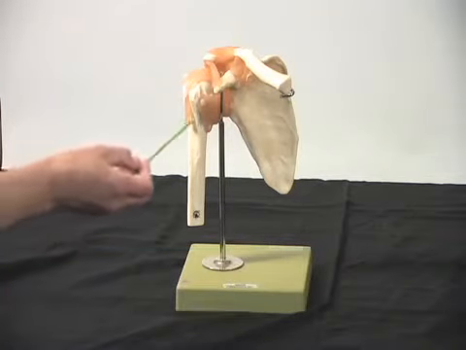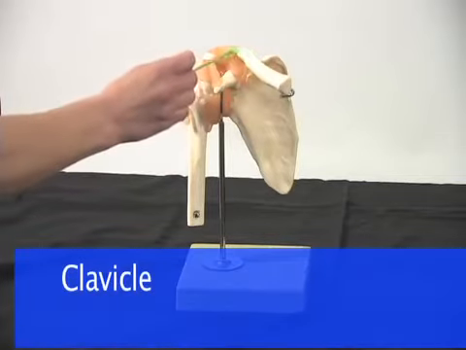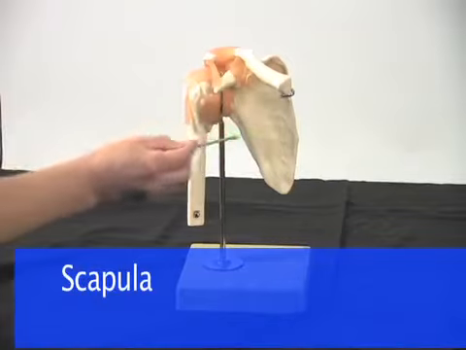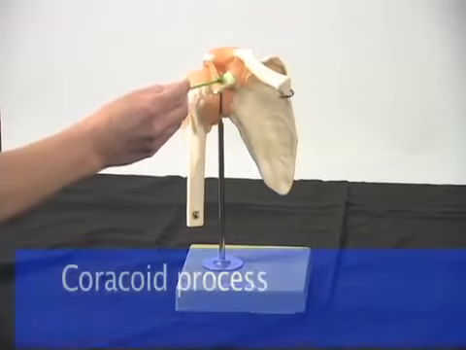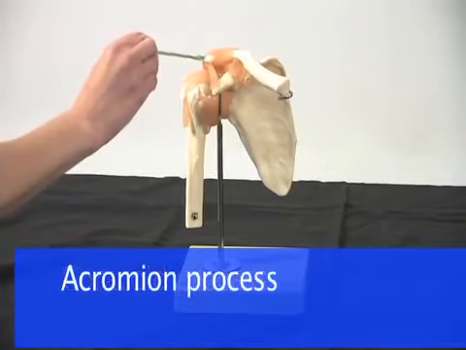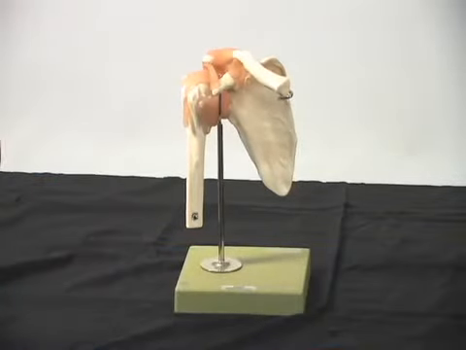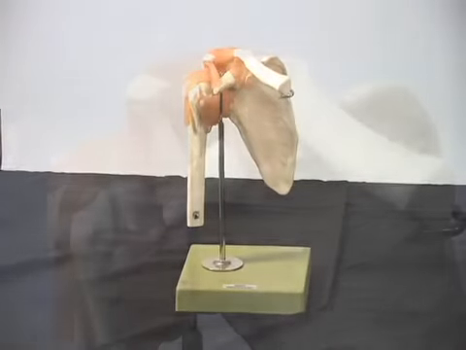To get our orientation, this is the clavicle, this is the scapula, and projections off of the scapula are the coracoid process and the acromion process, and this is the humerus. So there's two ligaments that you can't see on this model. Those are the glenohumeral ligament and the coracohumeral ligament. Those will be on a diagram.